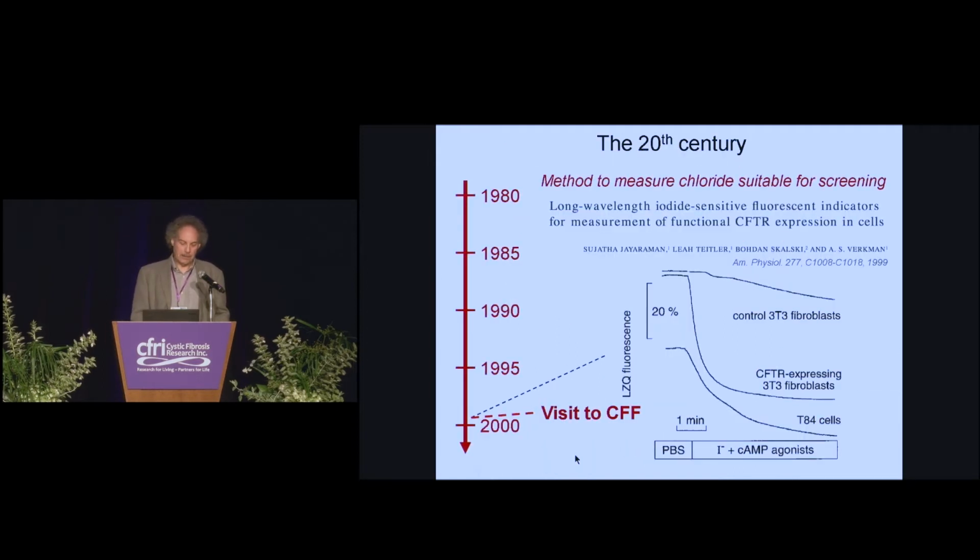Now, in the late 1990s, recognizing that what we needed was a good assay of CFTR, and the original assay we had wasn't so bad, but not really suitable for high-throughput screening, we came up with a method to measure chloride that was suitable for screening using a long wavelength, very bright fluorescent indicator. In the data shown here, if we add iodide, we see a very large drop in signal when CFTR is active. So it was robust enough for high-throughput screening.